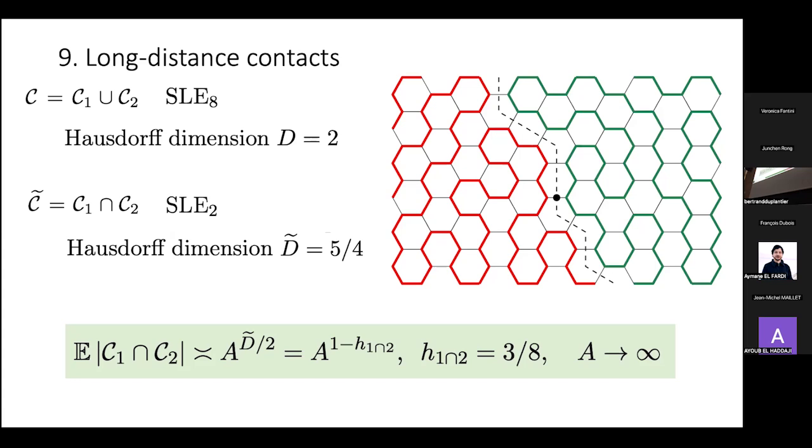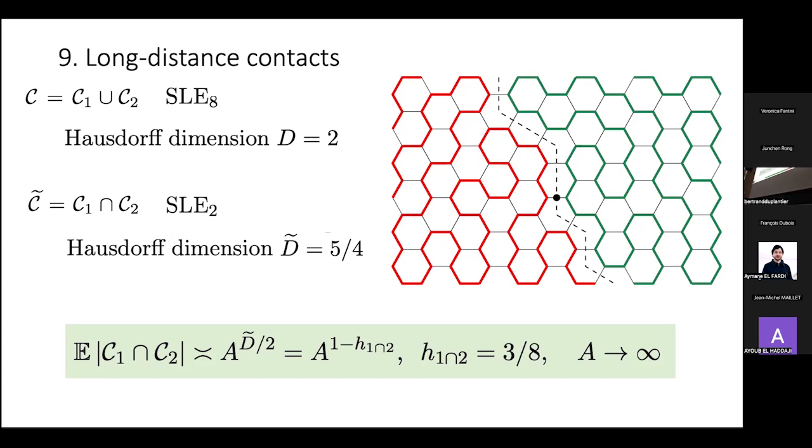So I symbolically represented by the union of the two curves, C1 and C2, the red and green curves. The union is SLE8, all of this set. But then the intersection, the contact line, is of course the dual of SLE8, meaning SLE2. So this dotted line here should be an SLE2. And for the SLE2, we know the other dimension is 5/4.